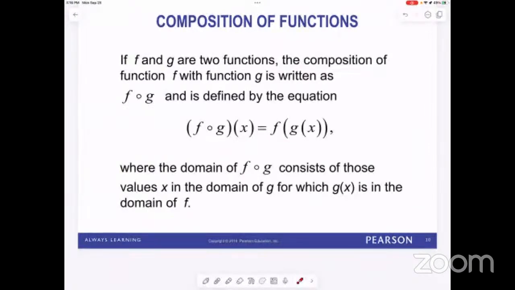So again, this symbol is called the composite function. It's read f composed g of x, and that just means f of g of x. So what this symbol means is the second function inside the first function.